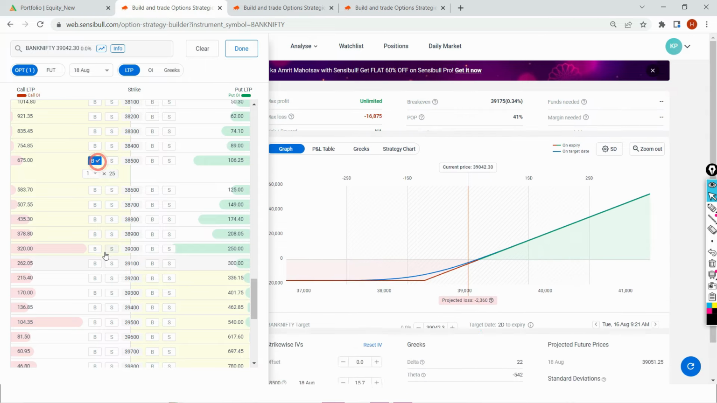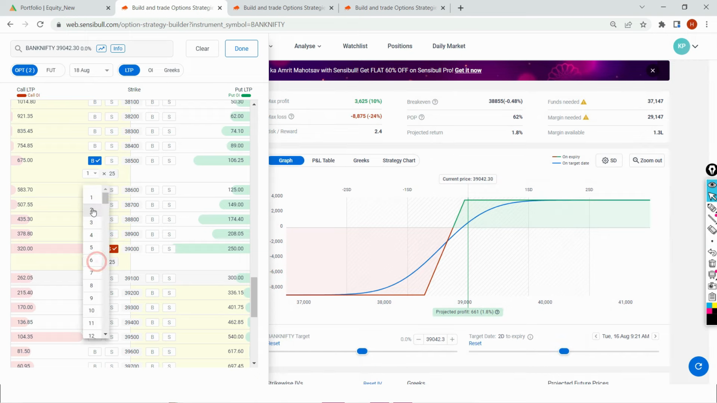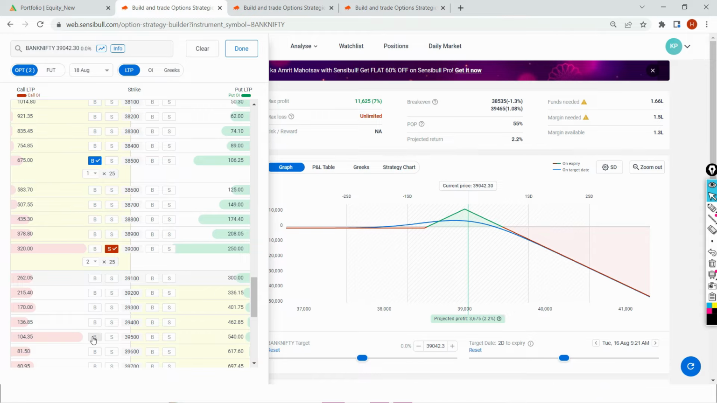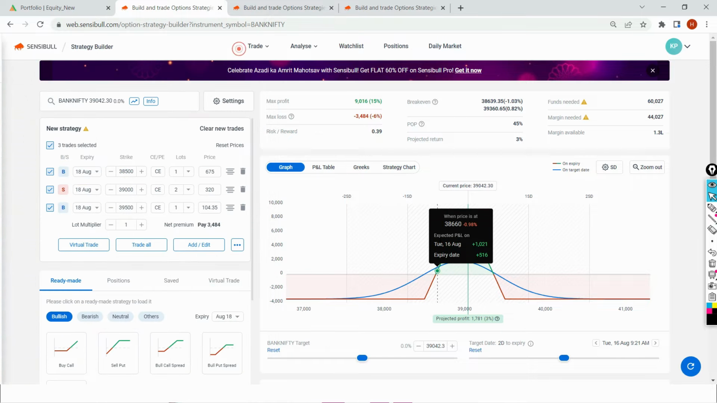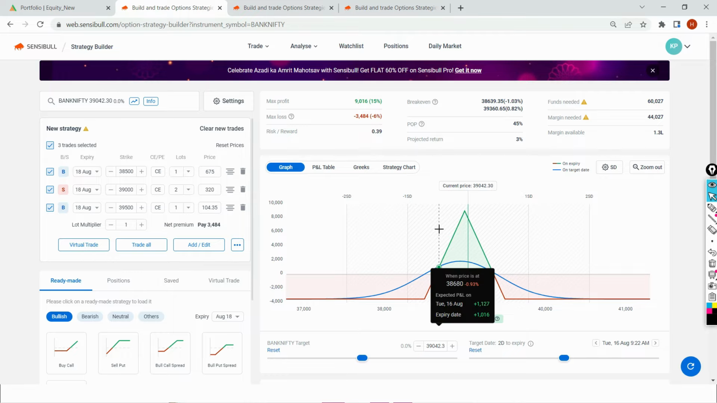We buy one, we sell two, and we buy one. This is the Butterfly for you. We sell two quantity of call, and then taking equal strike gaps, we buy one CE on the upside and the downside. So this is the typical Butterfly for you. We can deploy the same thing on the put side also.